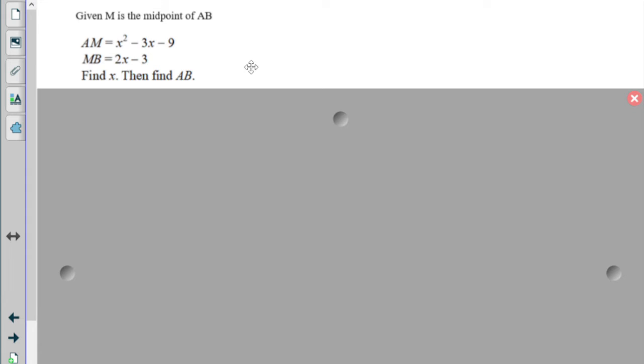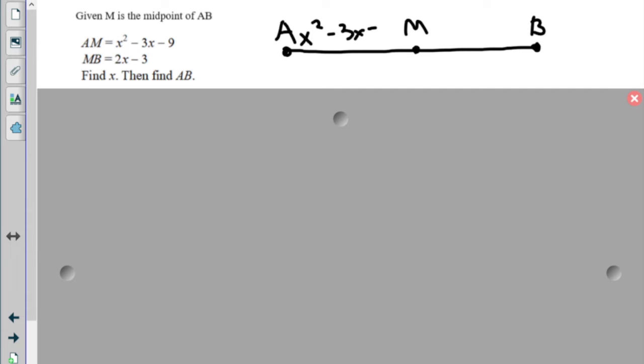Next problem, we have M being the midpoint of A to B, so we're going to draw a diagram there. So we're going to draw A to B first. Here's A, here's B, and then it has M as the midpoint. So we're going to put M at the midpoint. And we have x squared. This is A to M. And then our 2x minus 3, that's M to B.